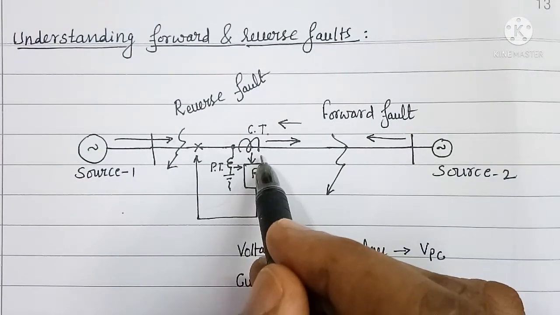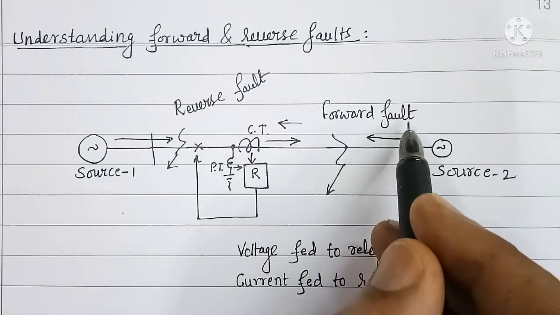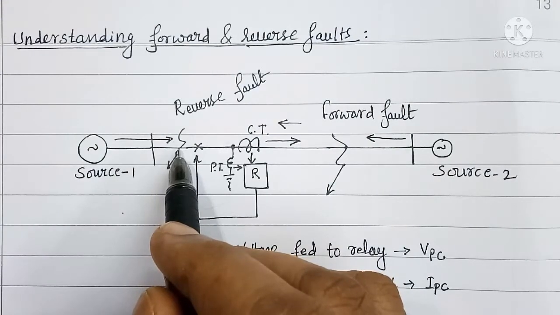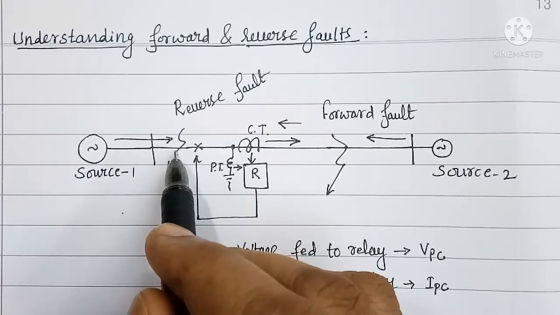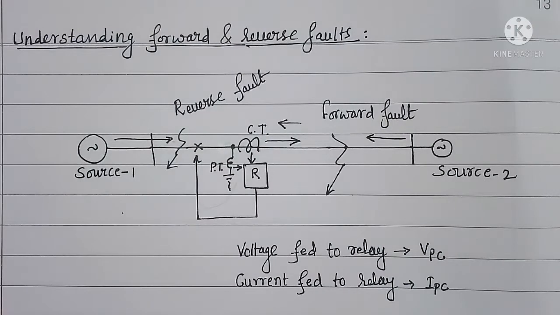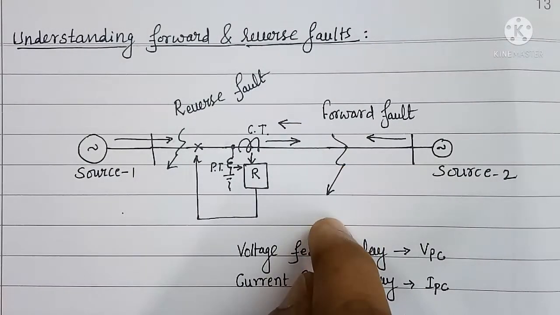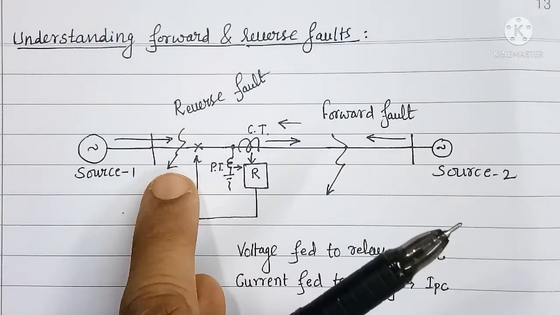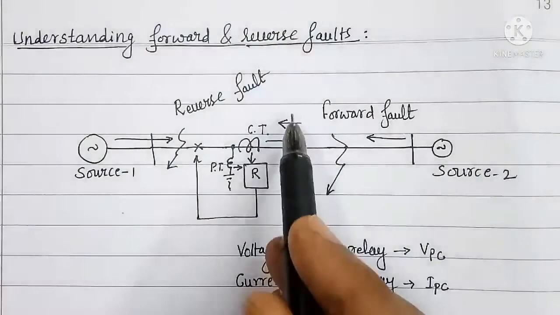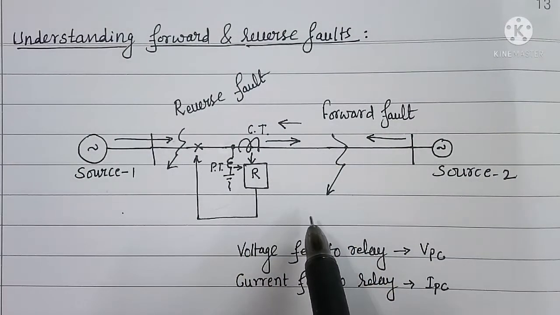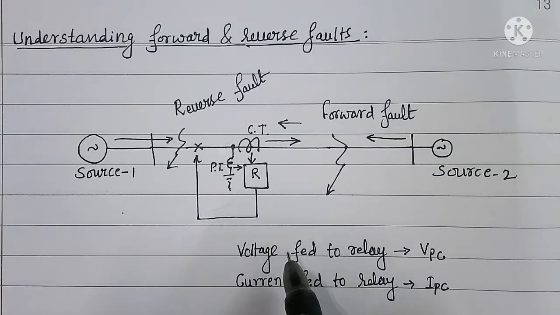Now, the fault that is after the CT or circuit breaker is called as forward fault, and the fault that is before CT or circuit breaker is called as reverse fault. Even if I exchange the positions of forward fault and reverse fault, then also when the fault moves from front of the relay to the back of the relay or back of the relay to the front of the relay, there will be change in the direction of current flowing through the CT. Hence, we can say that there is change in the direction of power flow, and that power flow is nothing but fault power flow.